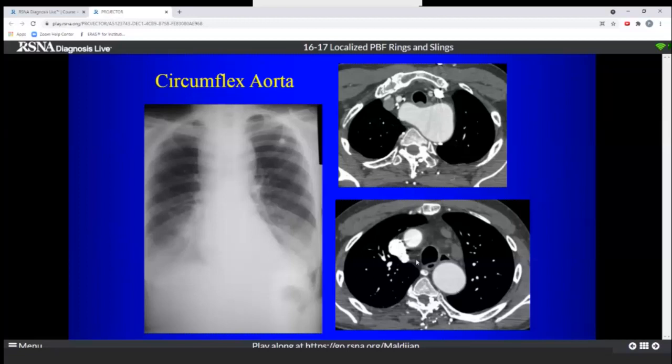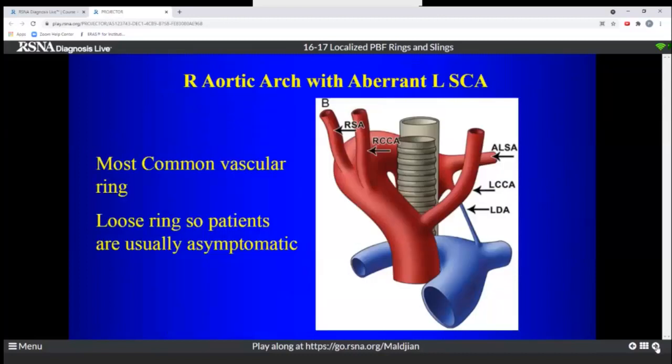And when you have that right arch, aberrant left subclavian, with the descending thoracic aorta on the left side, that is called a circumflex aorta, as the aorta kind of wraps around the posterior border of the esophagus. So that can give you a very puzzling appearance on the chest radiograph.